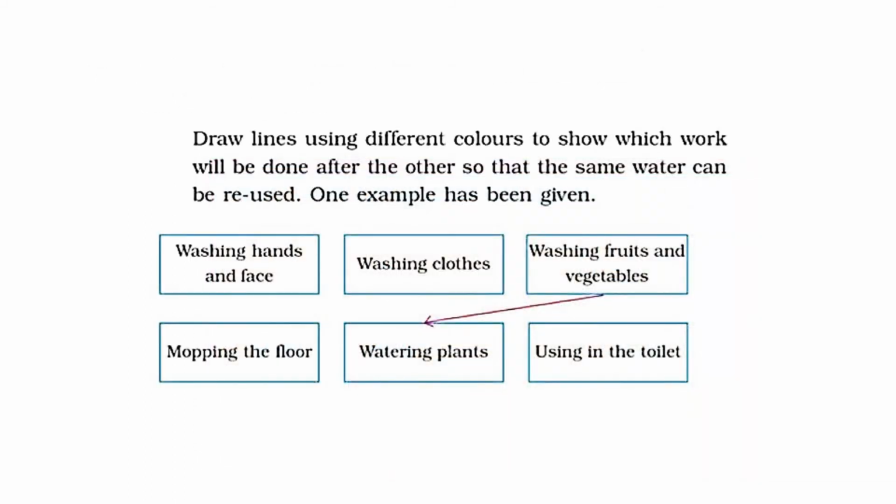Now our next question is, draw lines using different colors to show which work will be done after the other, so that the same water can be reused. One example has been given to you. You can use the water that you use for washing fruits and vegetables to water your plants. By doing this, we are reusing and saving water.